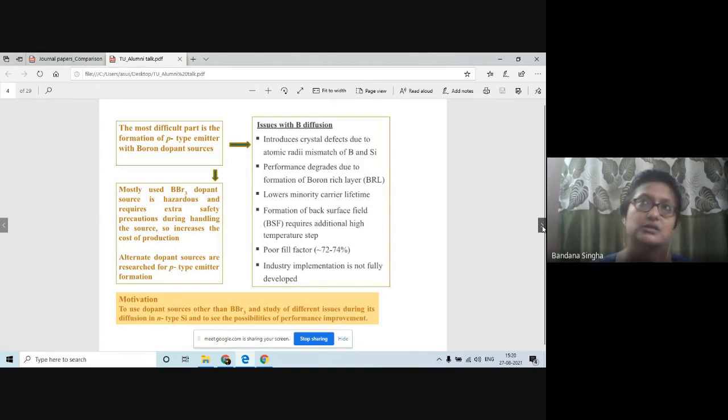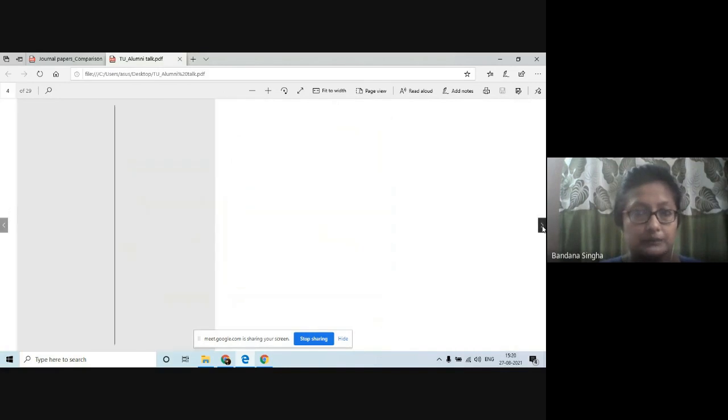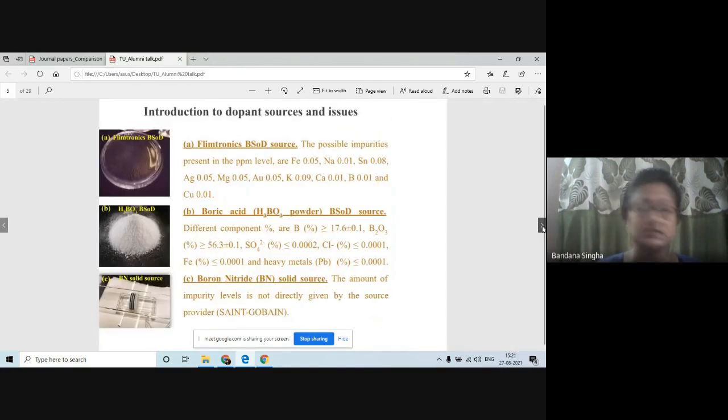And when we use extra safety precautions, it increases the cost of production of the solar cell. So when we fabricate a solar cell, our basic purpose is to lower the cost of production while maintaining efficiency. So it's necessary to see alternative dopant sources compared to the conventional boron tribromide dopant source, and that is why we tried to use some cost-effective dopant sources for our work, and these dopant sources don't require any kind of safety precautions as seen with the boron tribromide liquid sources.